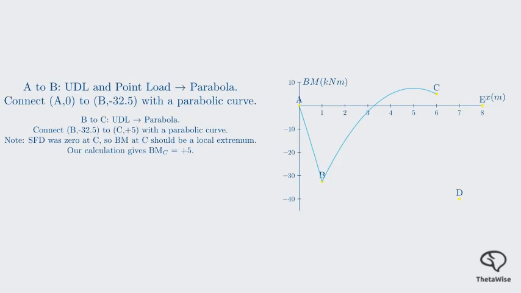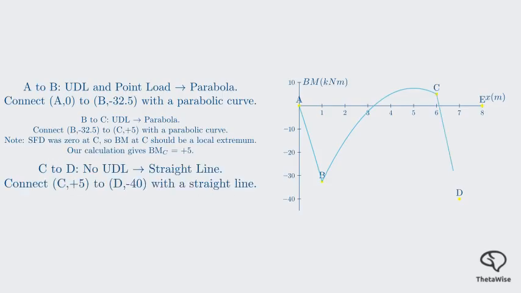So our parabola will reach a minimum value somewhere between B and C. It then curves up to meet the point C, 5. Now we have a point load of 80 kN at C followed by a section with no loads until the support at D. We connect the point C, 5, to the point D, 40, with a straight line.